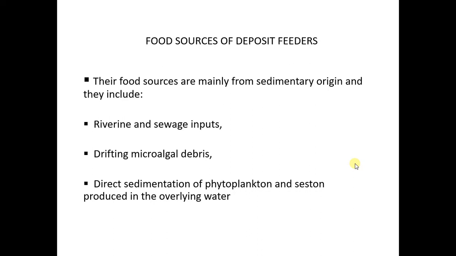What are the food sources? The food sources for the benthos, that is the sources of their food, can be from riverine and sewage inputs. It can be from drifting microbial debris. It can also be from direct sedimentation of phytoplankton and cysts that are dead and then settling down from the overlying water.